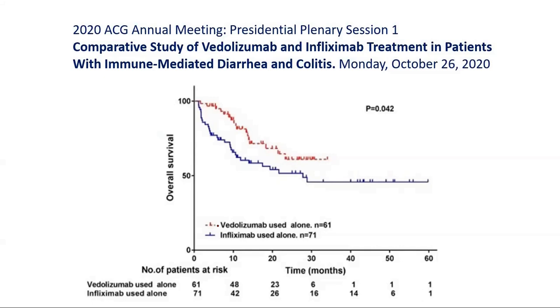But I wanted to point out this study is a completely retrospective study, not a randomized prospective study. So how well the data will hold over time remains to be seen. But for the time being, we should try to use vedolizumab as much as possible as compared to infliximab.